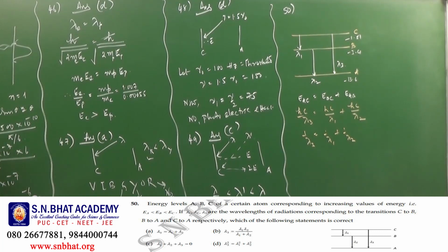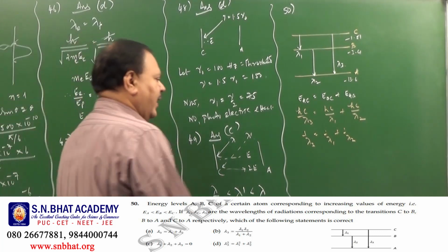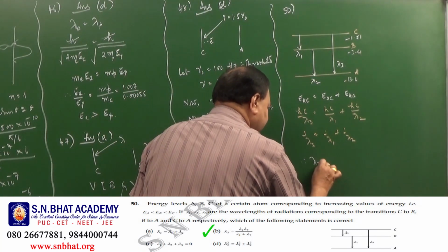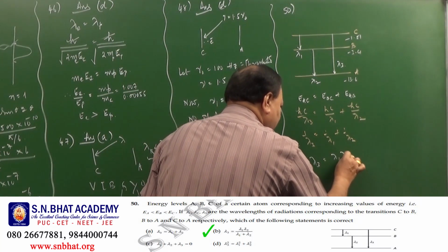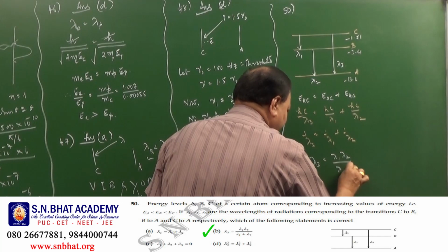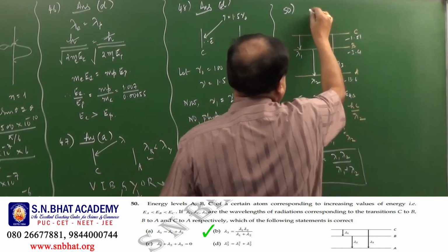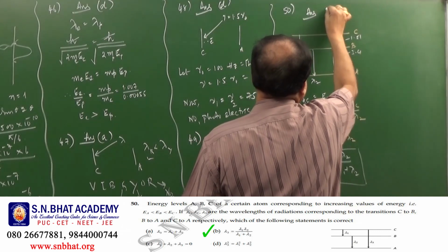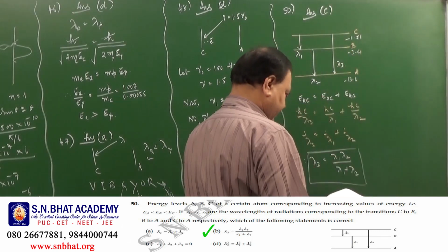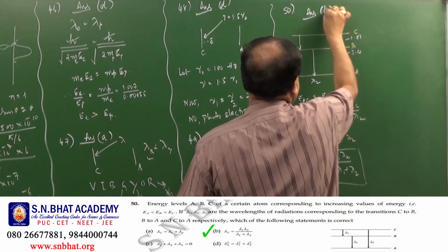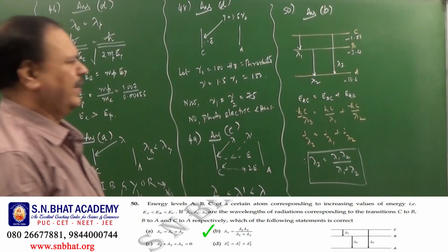Now answer B seems to be the correct one. Lambda 3 is equal to lambda 1 lambda 2 divided by lambda 1 plus lambda 2. Therefore the answer for this question is C. Sorry, B is the answer there. Remember this well.